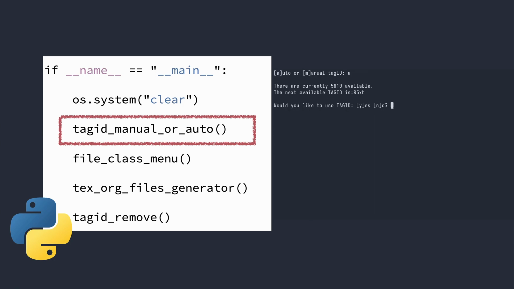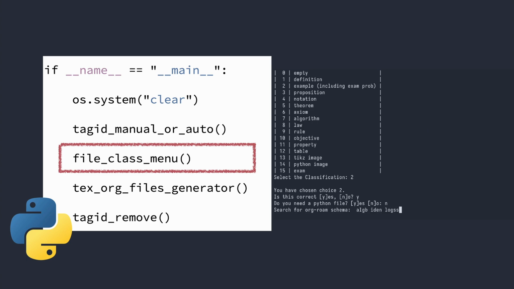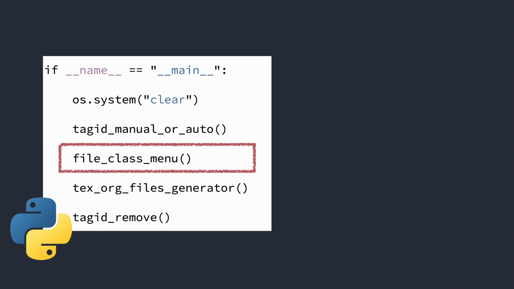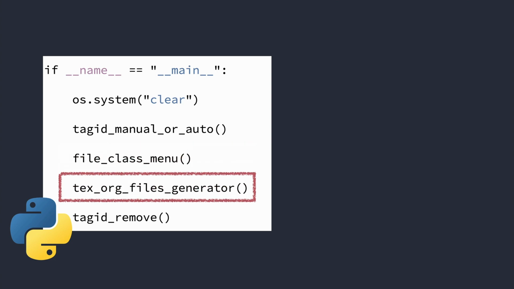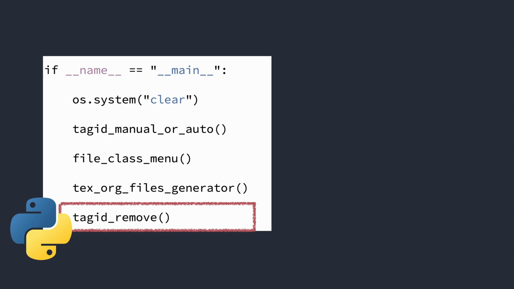Next, I will be prompted for what type of information it is. Is it a definition, an example, a theorem, a proposition? Maybe it's even a TXT file or a Python script. Once we've chosen the type of information we are going to be inputting into the system, the appropriate files will be created. And then the tag ID is removed from the stack, and we're ready to start populating those files. Now, let me give you an overview of what files are created.